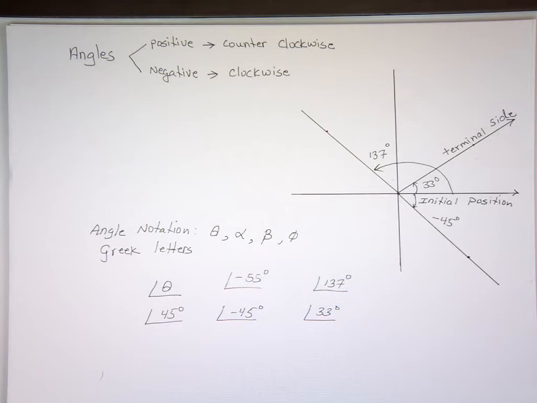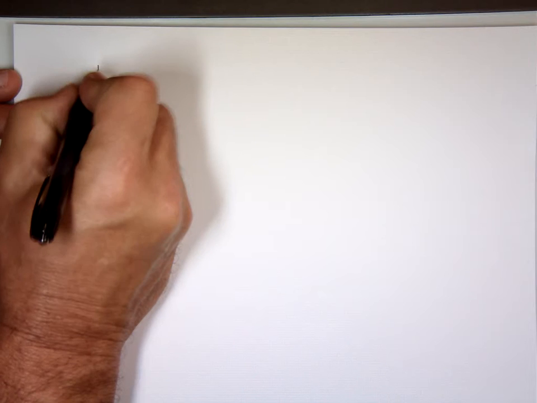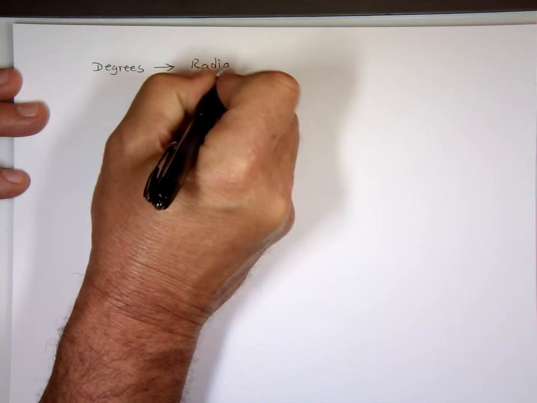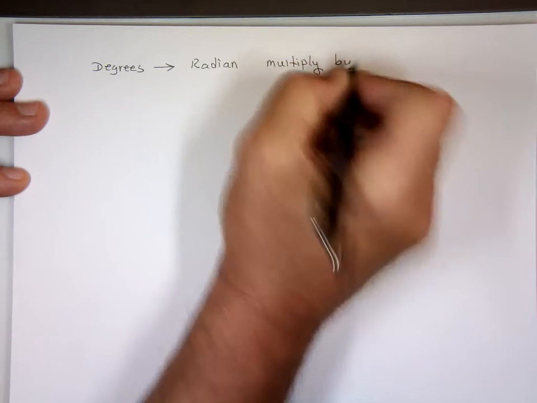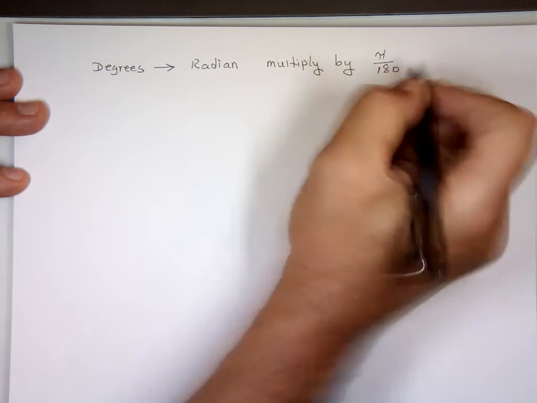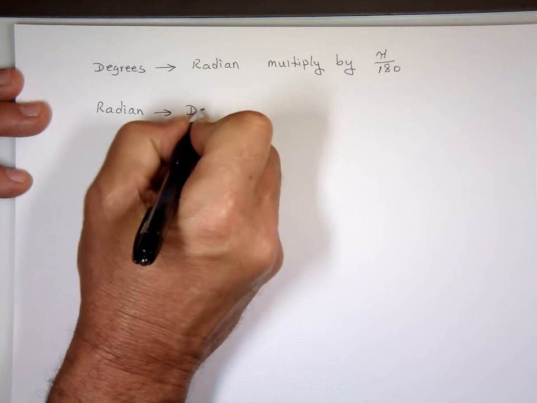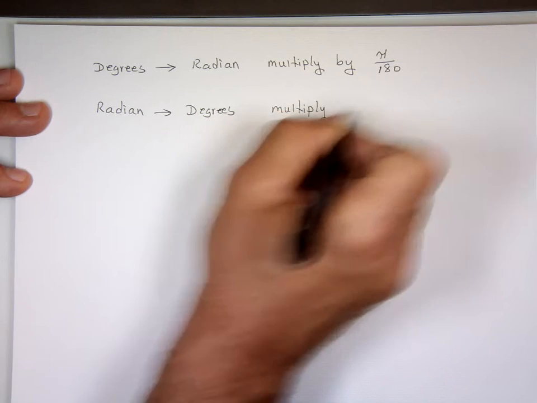Well, how do you do them on paper? How do you switch from degrees to radian, radian to degrees? So let's look at this page here. To go from degrees to radian, you need to multiply by pi over 180. And to go from radian to degrees, the reverse, you need to multiply by 180 over pi.